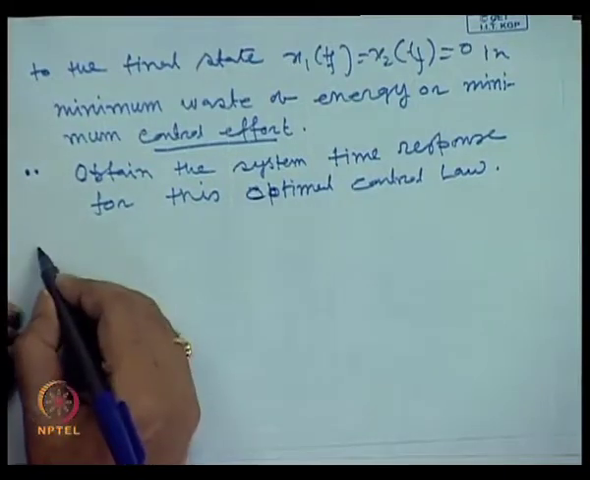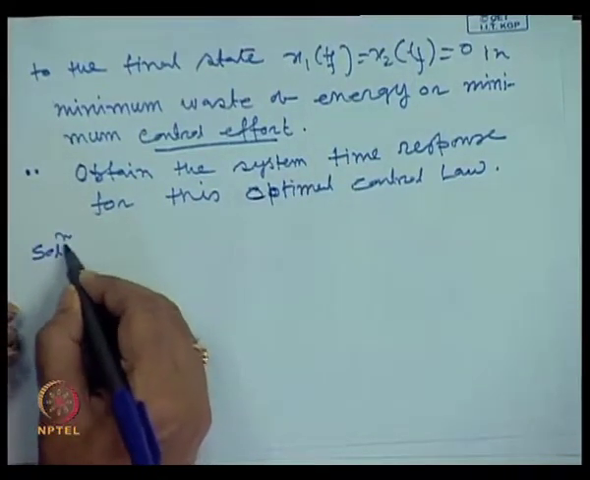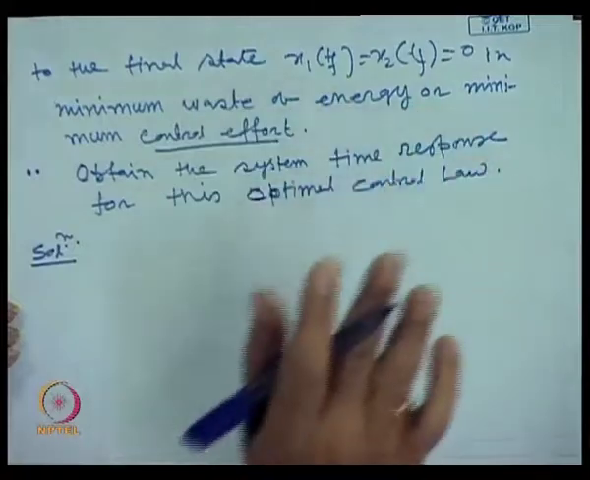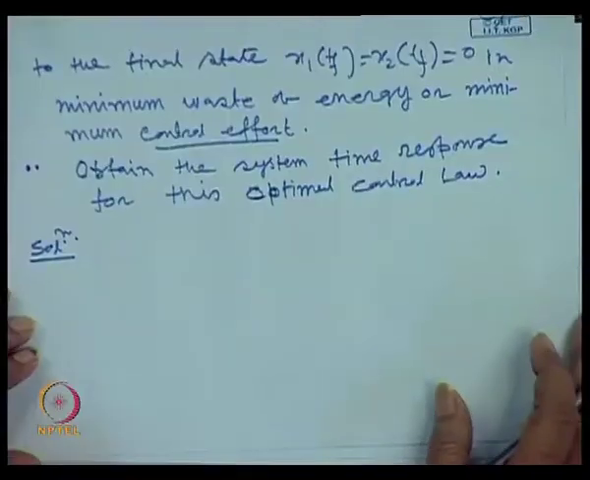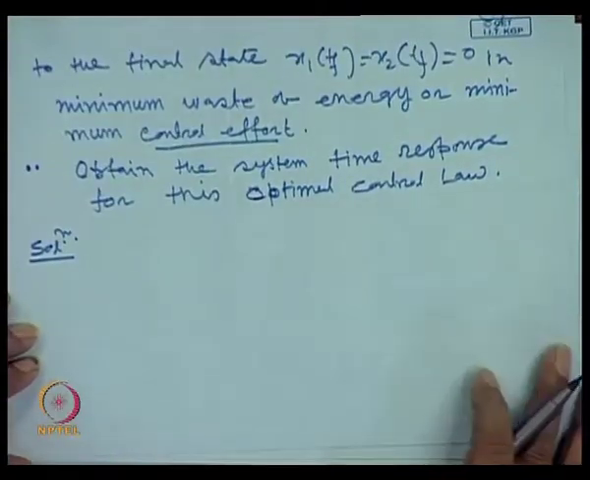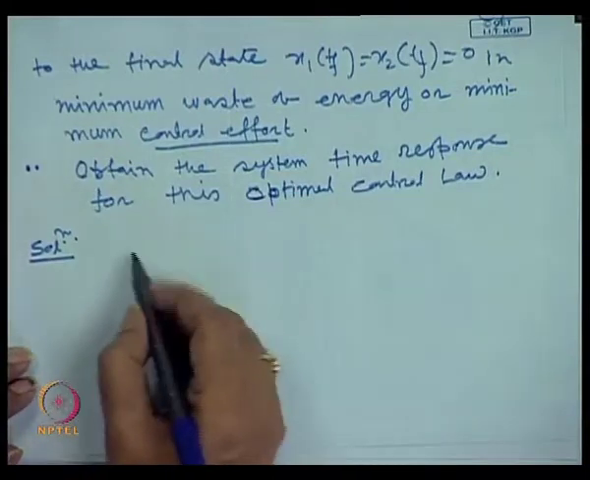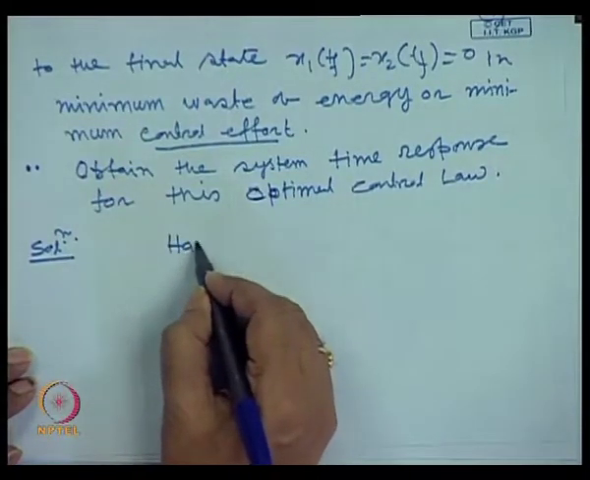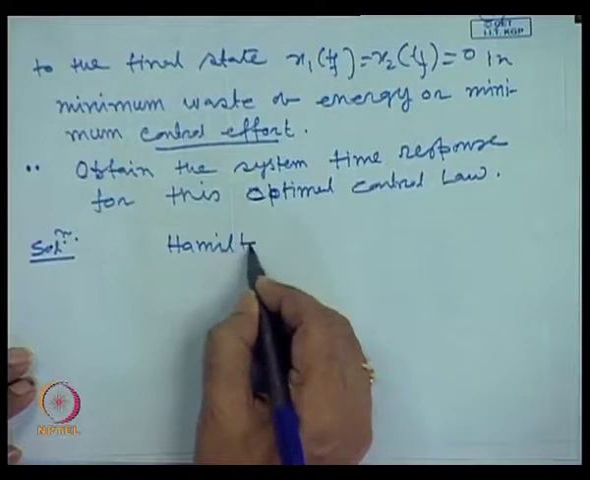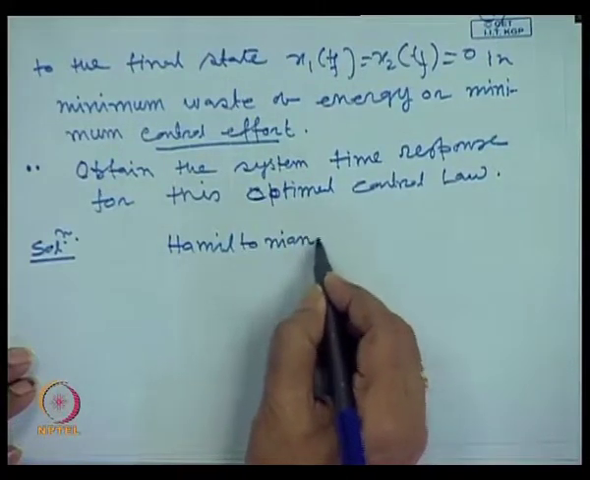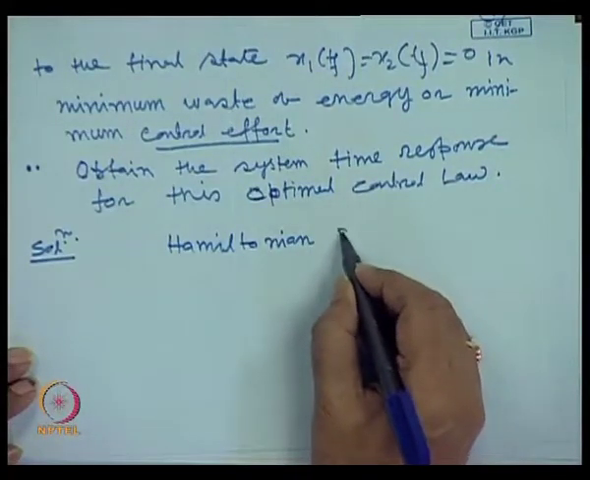So, if you see the solution, our objective is clear: to bring the state from the initial state to the final state in a finite time interval, as well as minimize the performance index, subject to those conditions. So, our solution is, first, you form the Hamiltonian equation or function.